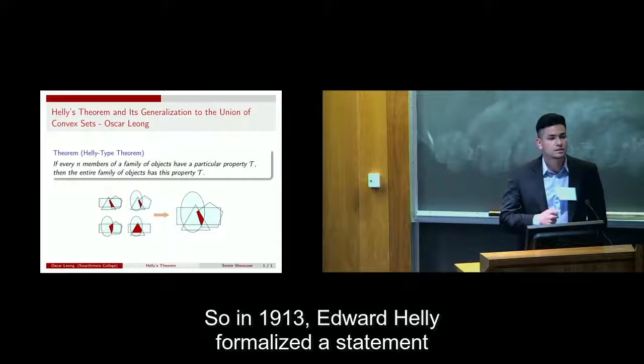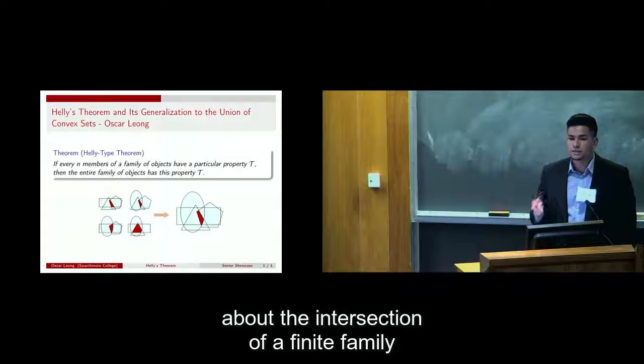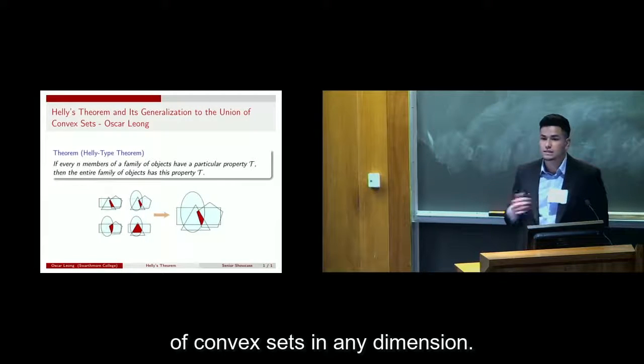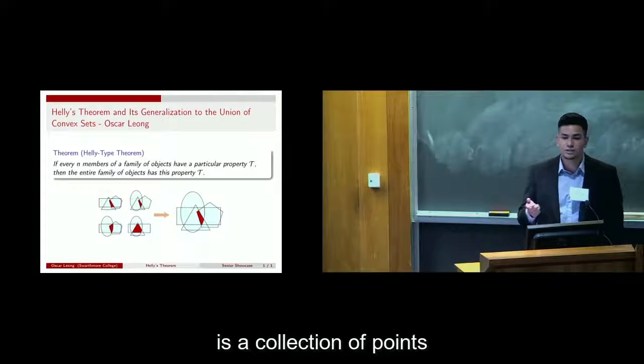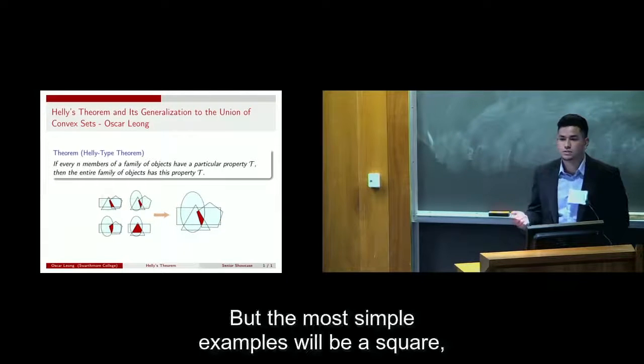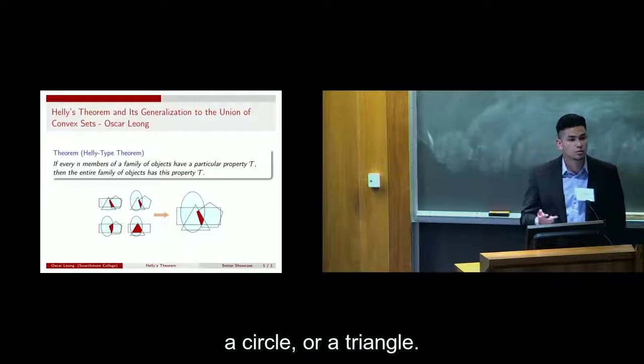So in 1913, Edward Helly formalized a statement about the intersection of a finite family of convex sets in any dimension. So just to put all that in English, basically a convex set is a collection of points where you can draw a line between any two points. A couple of simple examples would be a square, a circle, or a triangle.